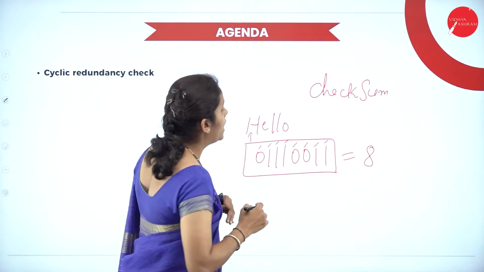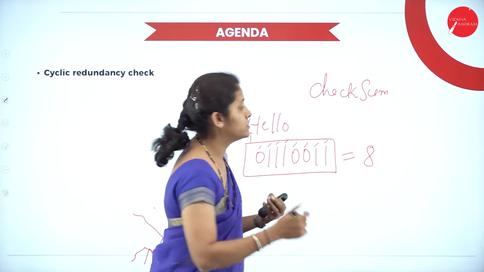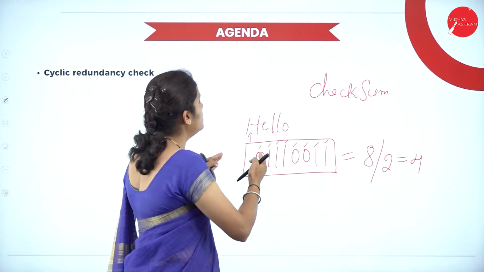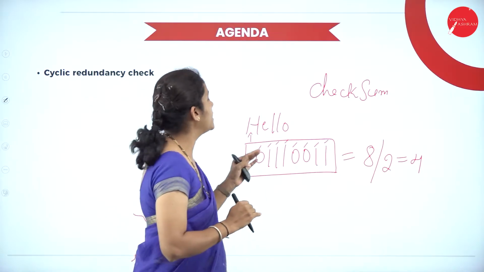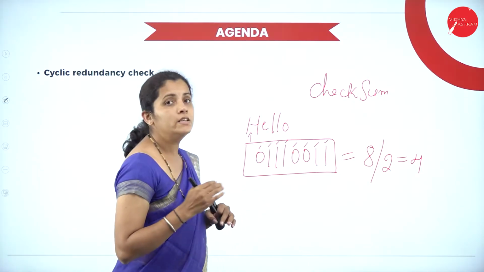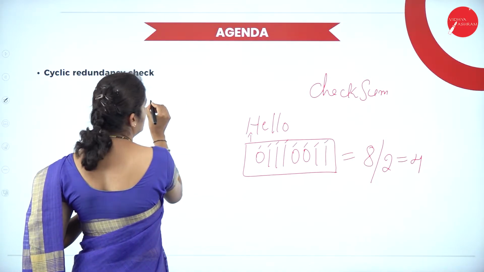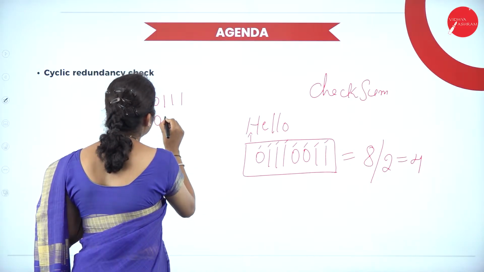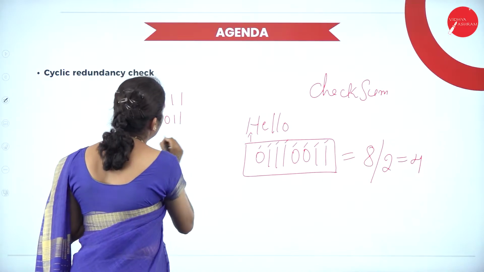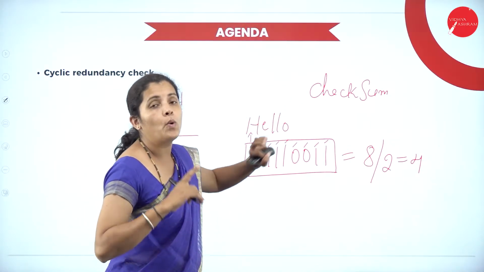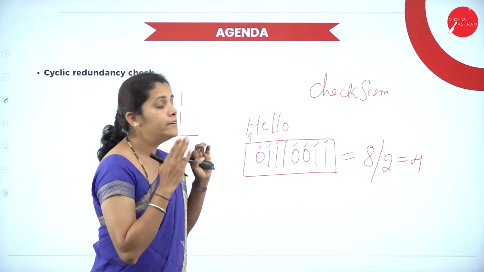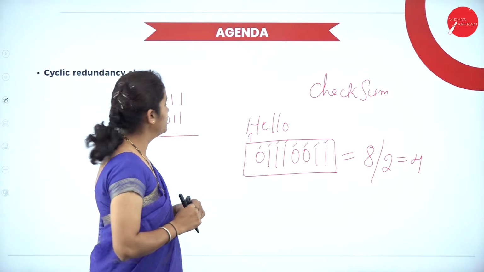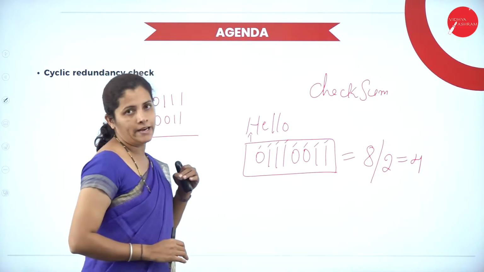So now what will I do? I am going to make it 2 parts. 8 by 2 is 4. So one part contains 4 bits and another part includes 4 bits. Dear student, I will write it as 0, 1, 1, 1. In the next half, below, I'll write 0, 0, 1, 1. According to the checksum, what is my first rule? I want to divide the bits into n parts. Initially I did that.